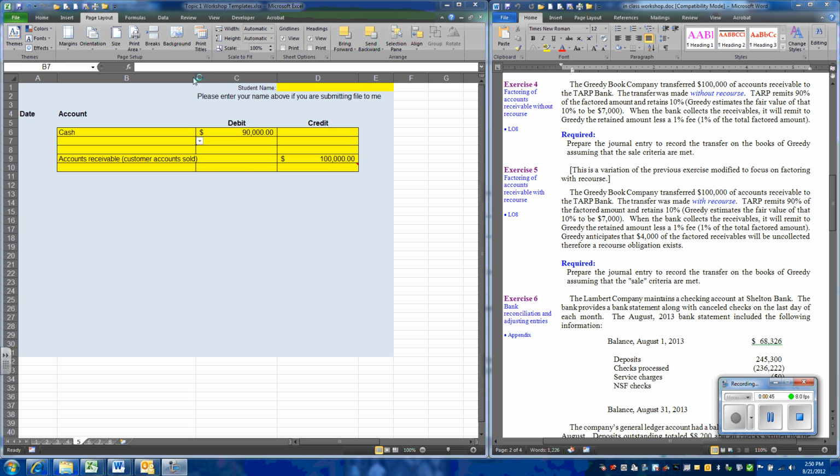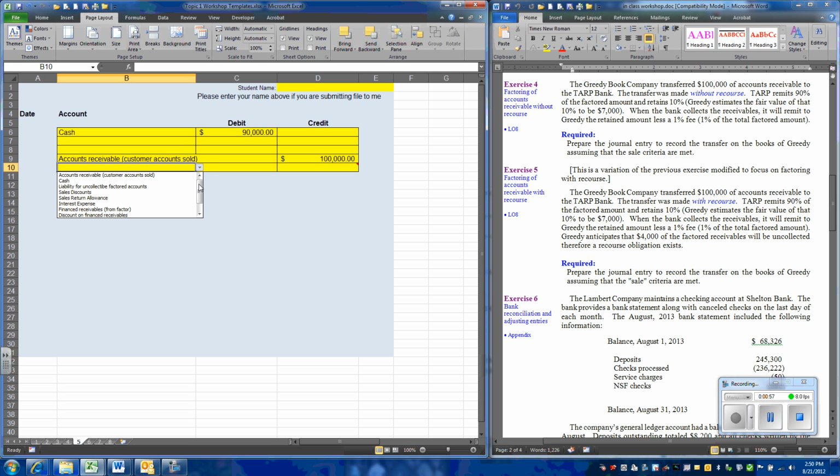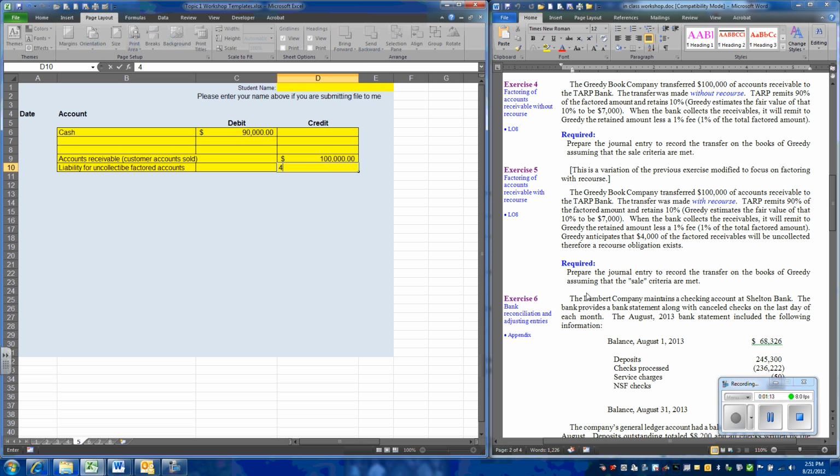Well, when an obligation exists, that means we have what? We have a liability. So we're going to have to, in addition to our prior entries, recognize this liability. And from our account list here, the most appropriate account name would be liability for uncollectible factored accounts, and that's a total of $4,000.